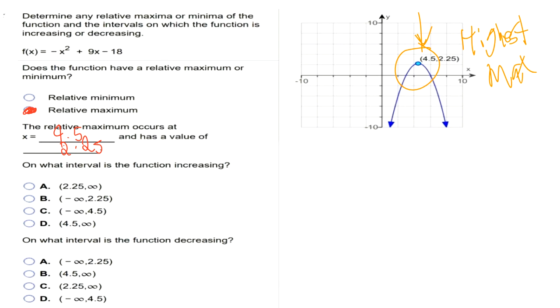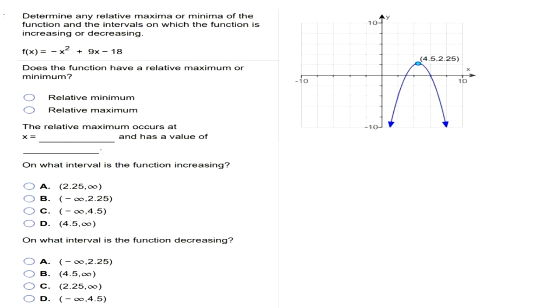So this is my highest point. It's going as a downward curve. So I'm up here, and so now we need to know increasing and decreasing. On what interval is the function increasing? So they give you some options here. So A, B, C, D.